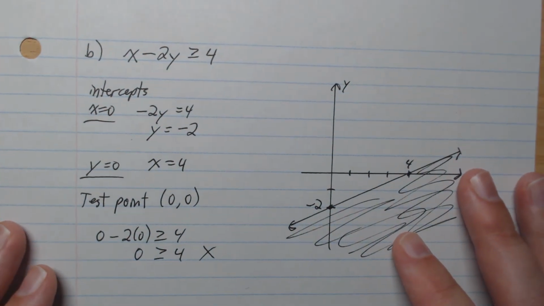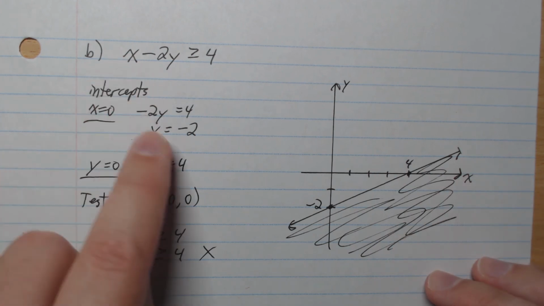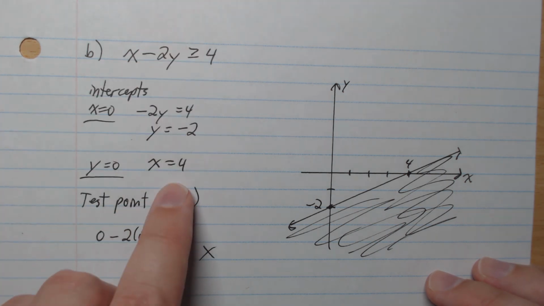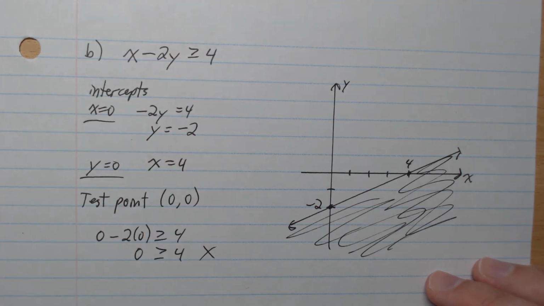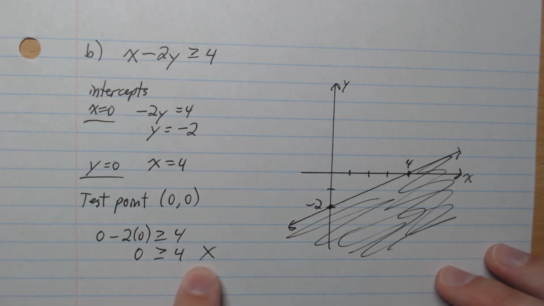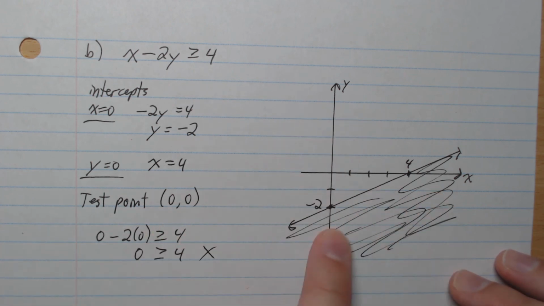Okay, B. X equals 0 gives us y equals -2. Y equals 0 gives us x equals 4. Test point 0, 0, plug that in. 0 greater than 4, which is false. Therefore, the solution region is not here, it is down here. And it's a solid line because of the equality here, like that.